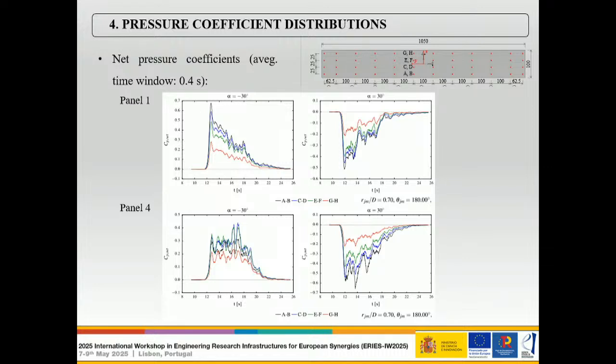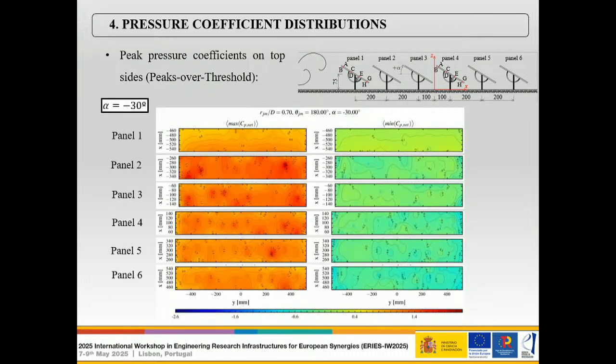For the positive tilt angle, the situation is different in that the sign of the net pressure changes. In this case it is negative, since the suction is having the main role here. And there are also some differences in behavior. For panel 1, we have the peak at the very beginning when the downdraft arrives. It's not the case, for instance, for panel 4, where we have higher values at later times. And these are just the maps of the pressure coefficients.